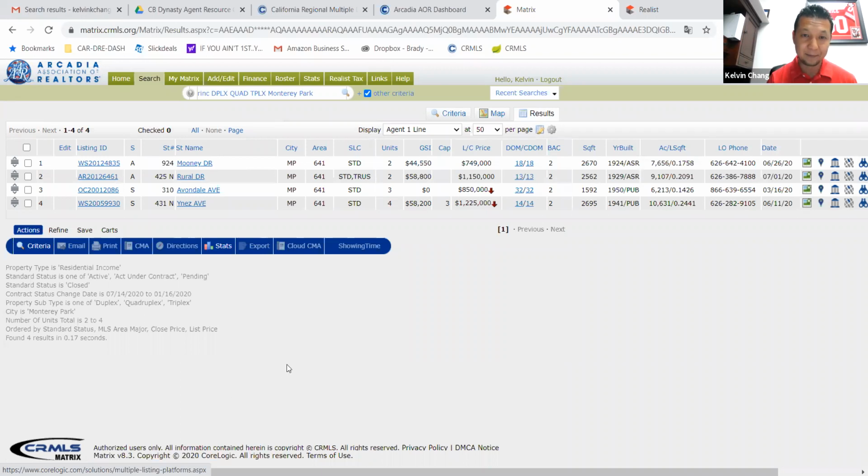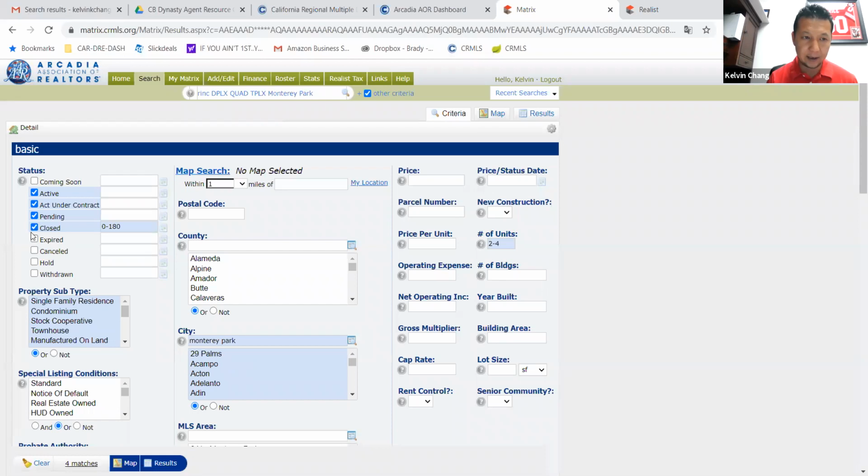Not much, right? So what I do is I might want to include some expireds and canceleds. But let me take a look at the expireds and see how that changes anything. I'll take a look at cancels and see if that changes anything. And then I go to the map area.